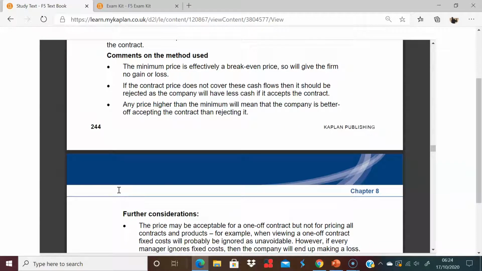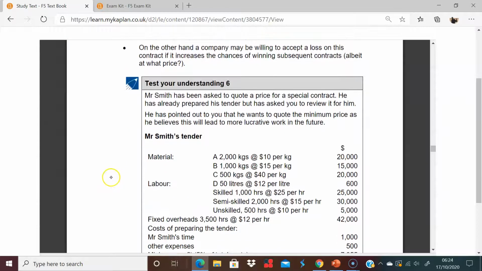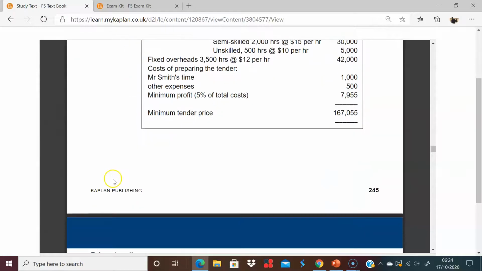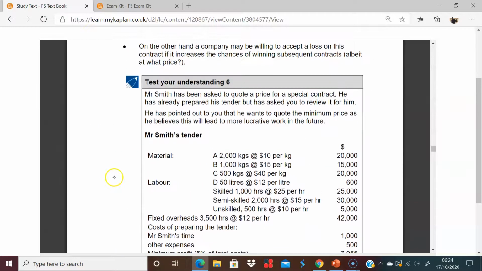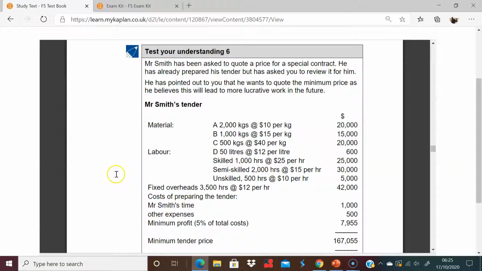Any price higher than the minimum will mean the company is better off accepting than rejecting. It's a one-off. And ironically, sometimes a company may be willing to accept a loss on this contract if it increases the chances of winning subsequent contracts. So the whole point here is to get you thinking that in the short term, or a one-off contract, I will happily accept a loss. This is important because it's really bringing together everything we've been talking about. You have this potential project coming through, so cost everything in terms of what we talked about earlier on relevant costing.